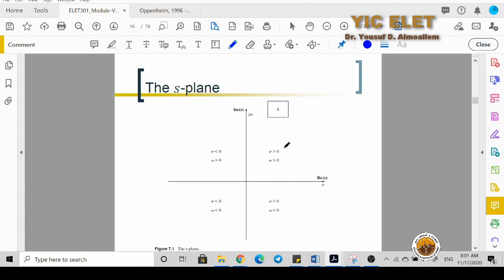But again, this S domain came to us. As you can see, both of these variables are positive in the first quadrant. In the second quadrant, sigma will be negative and omega will be positive. In the third quadrant, both of them will be negative. In the fourth quadrant, sigma will be positive and omega will be negative.